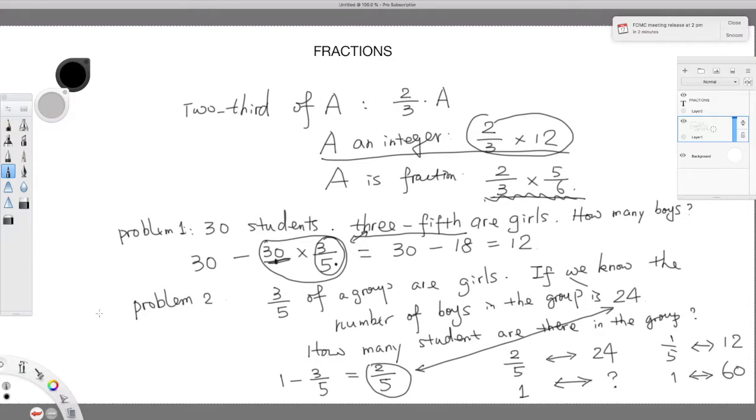Another way to think about it is to introduce an unknown. Assume the total number of students is x, or let's use a box. The box times 2/5 equals 24. What's that box going to be? It's going to equal 24 divided by 2/5, which equals 24 times 5/2, and that equals 60 as well.